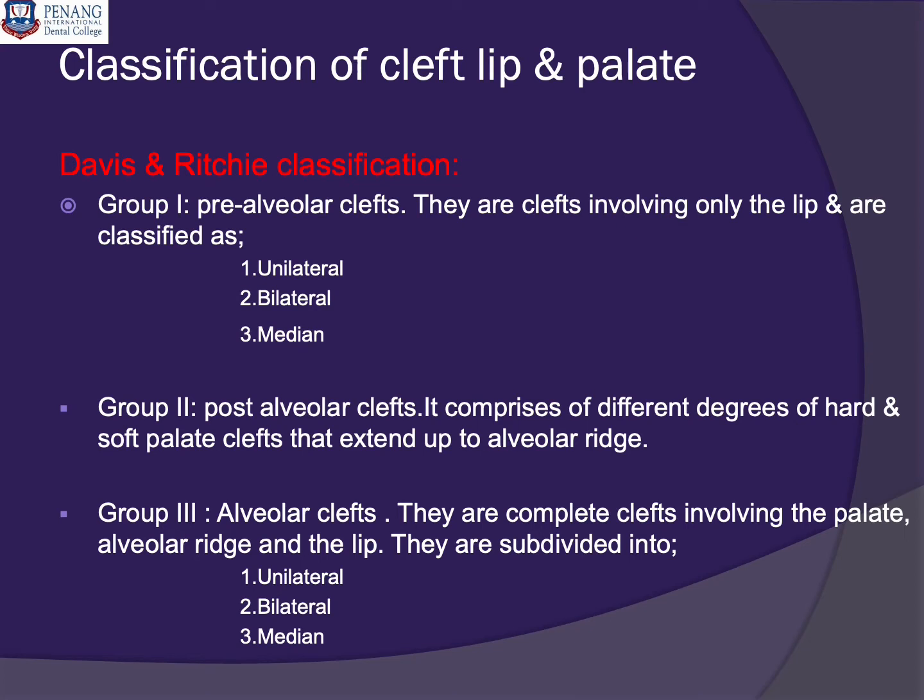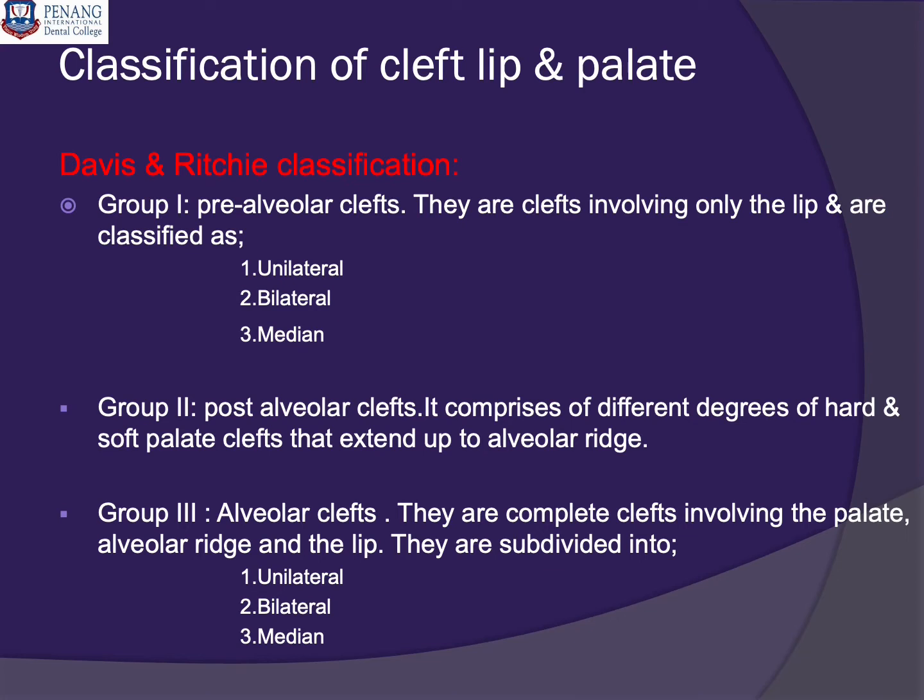This is a morphological classification based on the location of the cleft relative to the alveolar process. They have classified clefts into three groups. Group 1 is pre-alveolar cleft. These are clefts involving only the lip and are classified as unilateral, bilateral, or median. Unilateral might be left or right. Bilateral will be both right and left, and median is at the middle near the philtrum area.